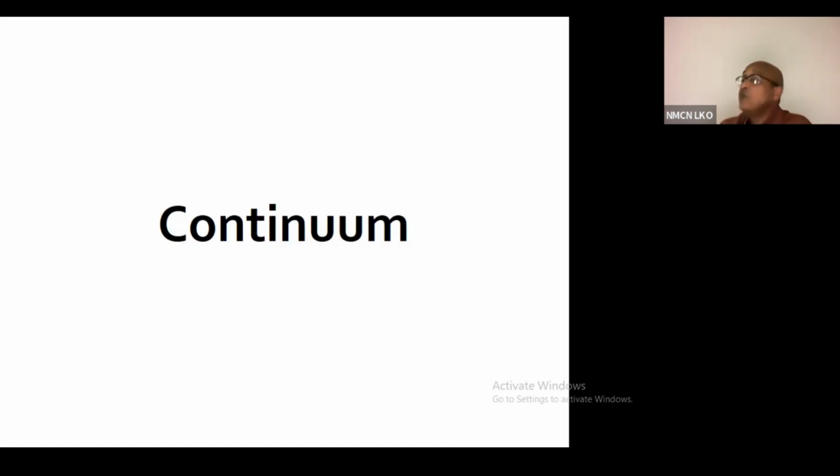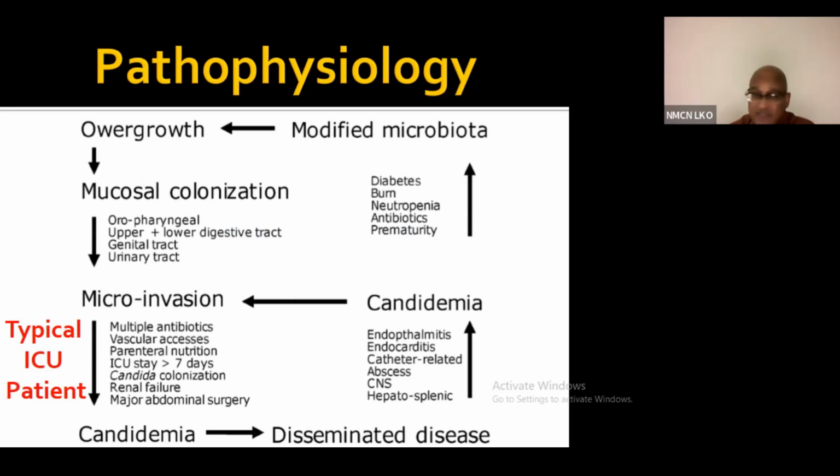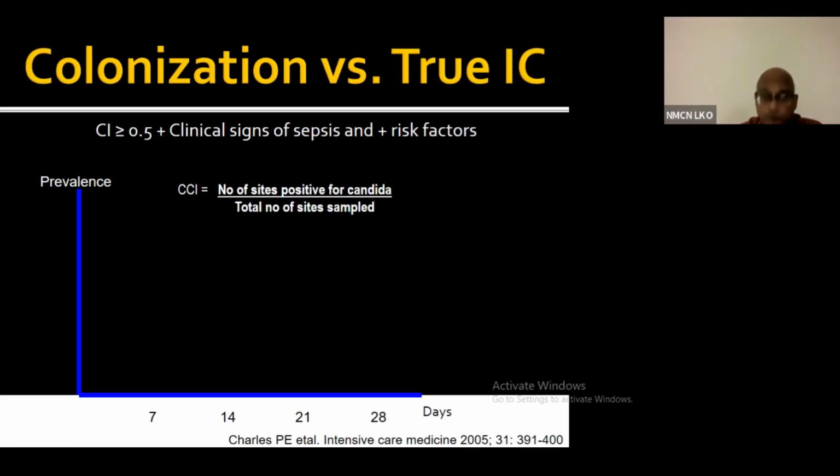Once in a sick unit, once coming with sickness, the longer you stay with risk factors, the more likelihood that you will be colonized with that infection, and the same colonizer will change into a pathogenic strain. So it is a continuum that is happening, and therefore you can have the overgrowth, mucosal colonization, micro invasion, candidemia, disseminated candidemias, and if risk factors like diabetes, burn, again, it's a repeat slide, but a typical ICU patient will suffer from this. Therefore, there is something called the colonization index. I need to understand when my patient is walking into the ICU, what is the colonization?